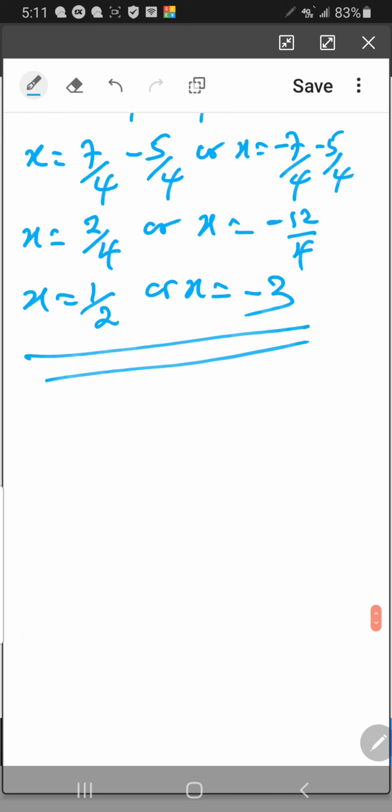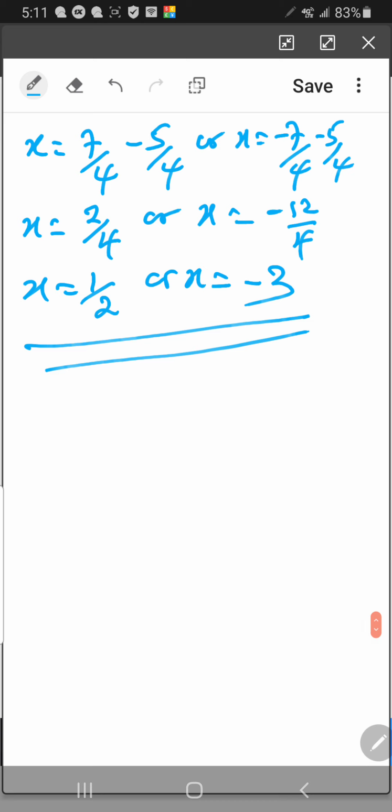I will leave you with this other example to try out. Solve by completing the squares the quadratic equation 24k squared minus 34k plus 5 equal to 0.